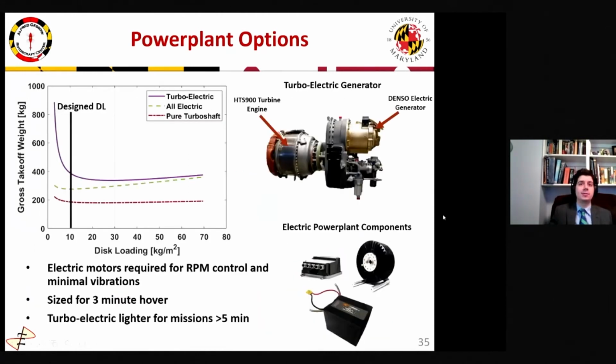And if Helico is required to fly for hours and miles instead of minutes and meters, then we could swap out the batteries for a turboelectric generator as a power source. The electric motors are required to provide rapid RPM control and reduce vibrations, so a pure turboshaft design can't be used. Helico was sized for a total of 3 minutes in hover, but we found that for missions exceeding 5 minutes, the turboelectric generator provides a lighter design.